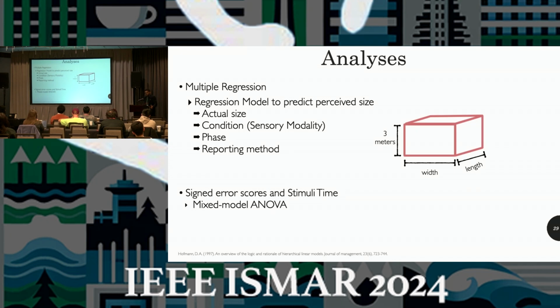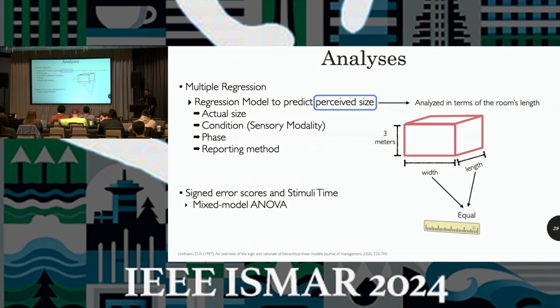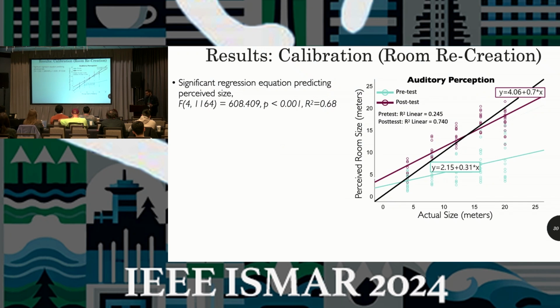We used multiple regression to analyze our data, predicting perceived size with actual size, condition, phase, and reporting methods as predictors, including their interactions. And this was analyzed in terms of the room's length, given that we actually employed a square room, which always had a height of 3 meters. And we analyzed the signed error scores and the amount of time required of the stimulus using mixed model ANOVAs. What did we find?